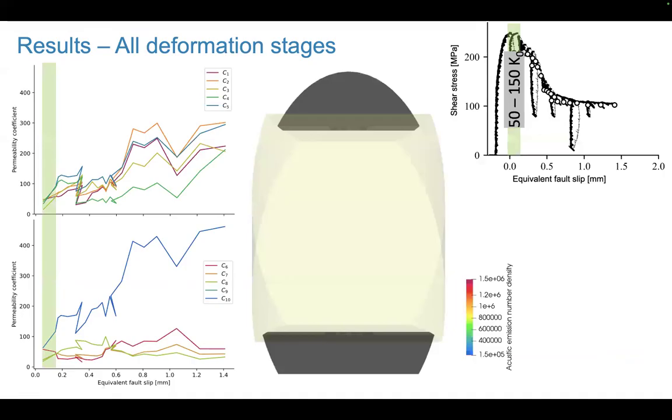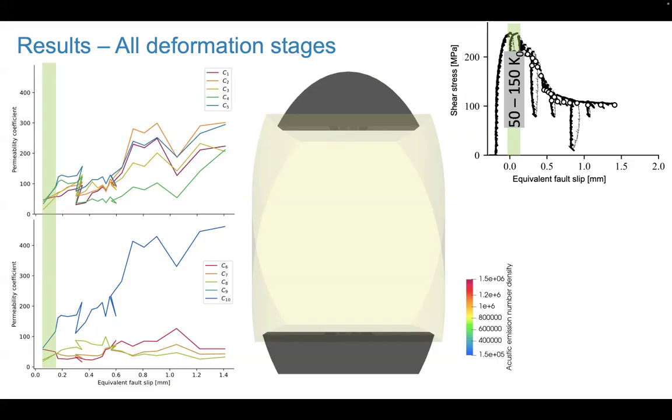So for equivalent fault slip, at the beginning of the experiment, of the triaxial test, we have a very sharp increase in permeability. And so in the order of 150 times the original permeability, the bulk permeability of the sample.